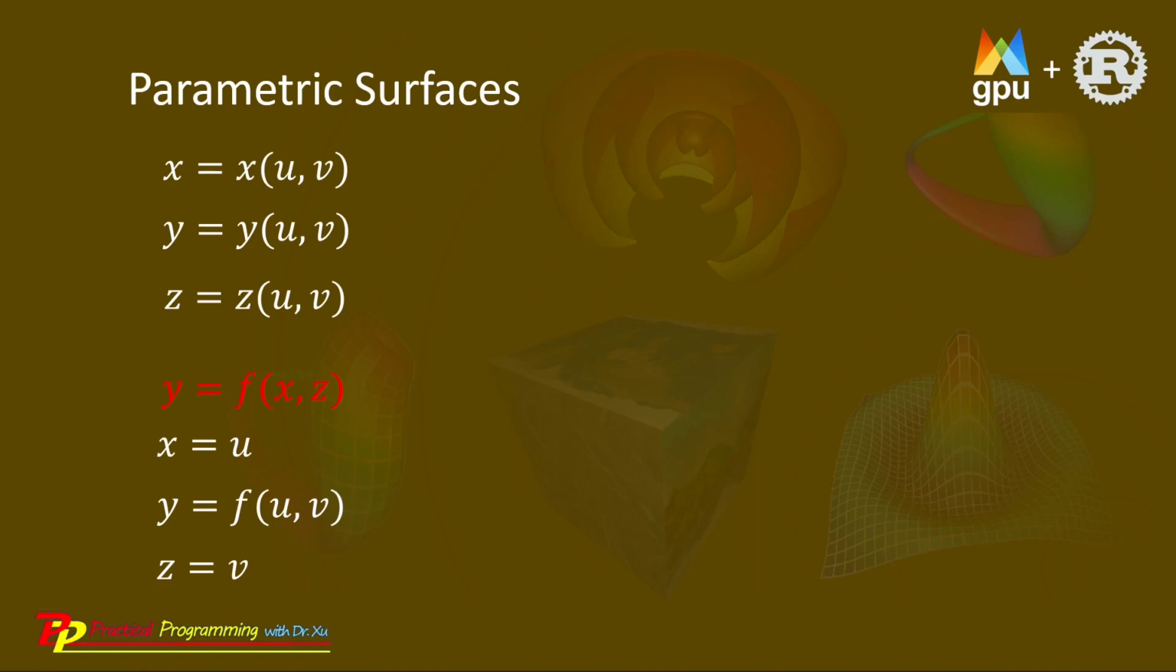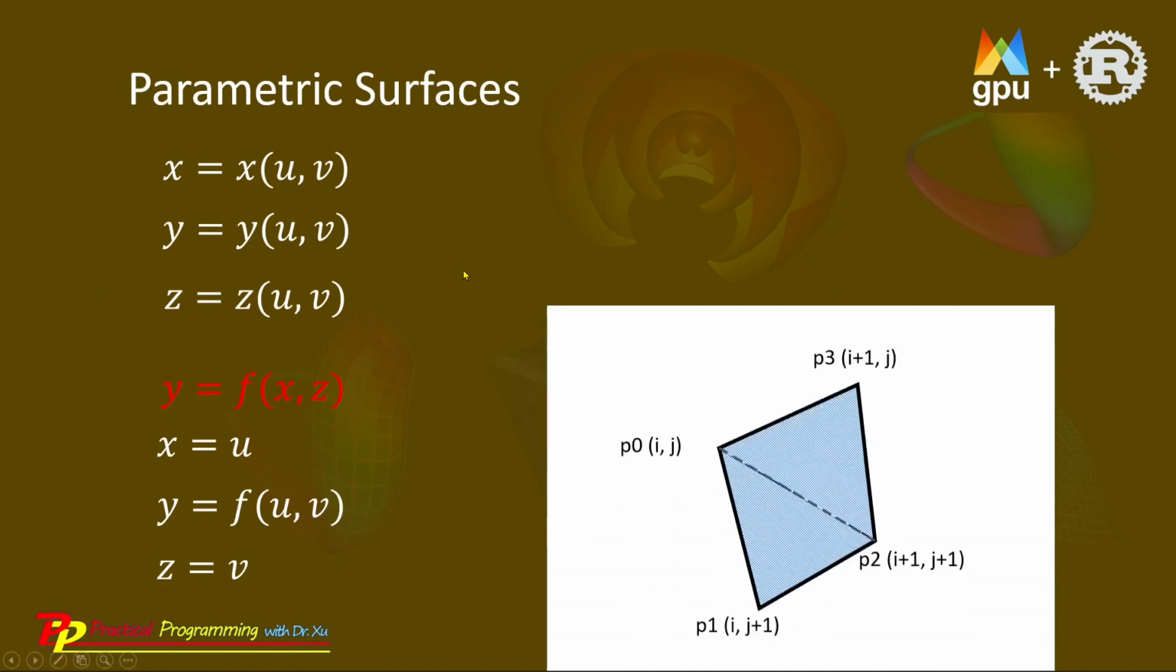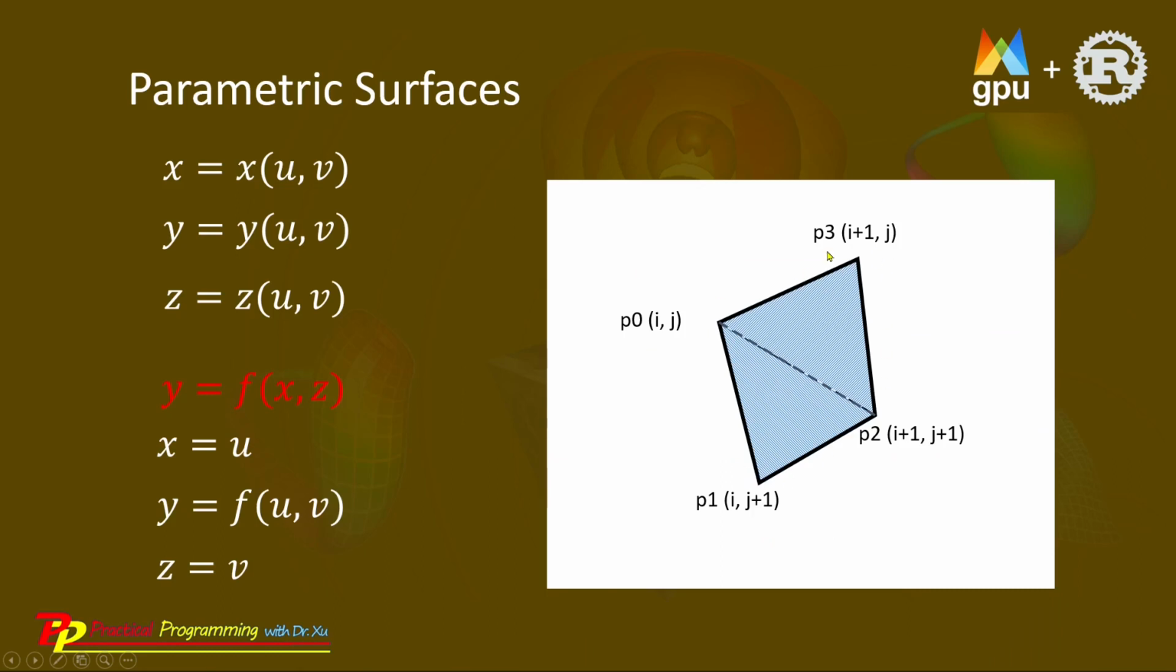This way, we can still use the quadrilateral mesh in the UV space to approximate the parametric surface, as shown here. This quadrilateral unit cell contains the four vertices P0, P1, P2, and P3. This will be the same as we use in creating a simple 3D surface. But right now, we define the quadrilateral unit cell in the UV space.